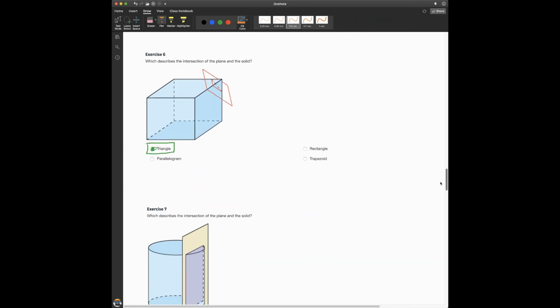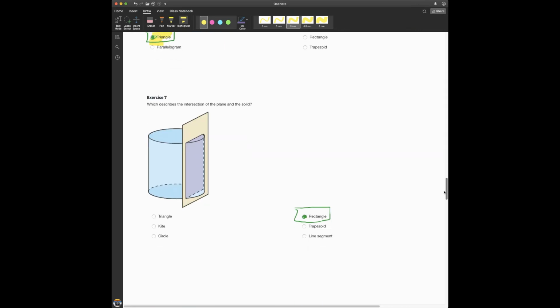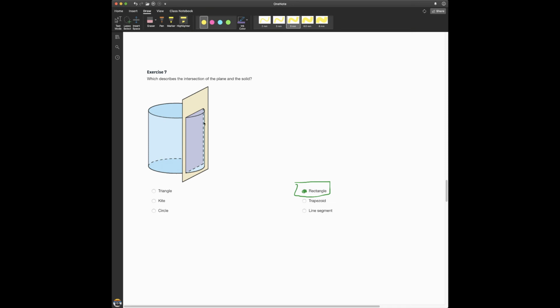Number 6, the intersection of the plane and the solid. So the intersection would be this shape. Whoops, that's not what I want to put there. Sorry. I want my highlighter. It's this shape. What is that shape? Well, it's a triangle. And for number 7, the purple shape, pretty easy to see. The purple shape is a rectangle.